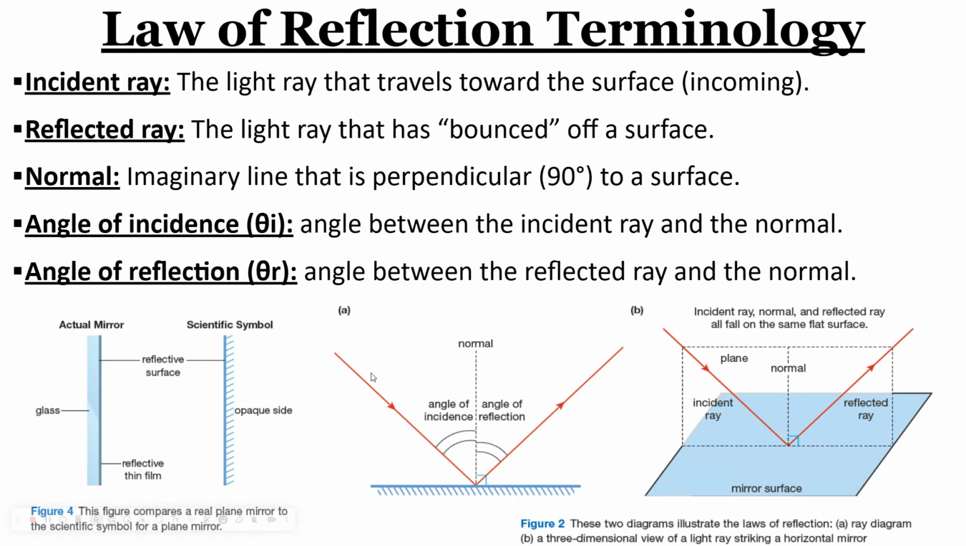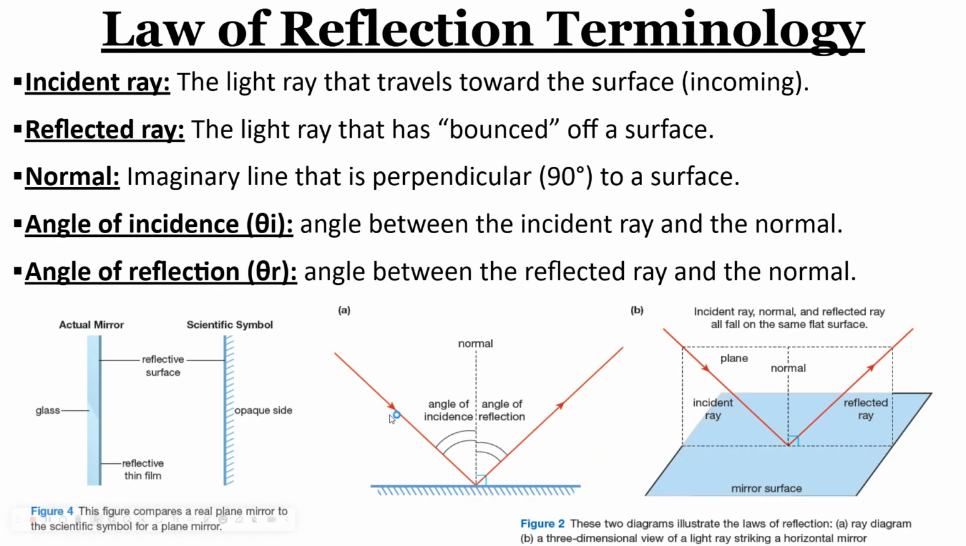There's an angle that happens between your incident ray and your normal. That angle is called the angle of incidence. We call it theta I. Then the angle between your normal and your reflected ray, that's called the angle of reflection. We call that theta r.